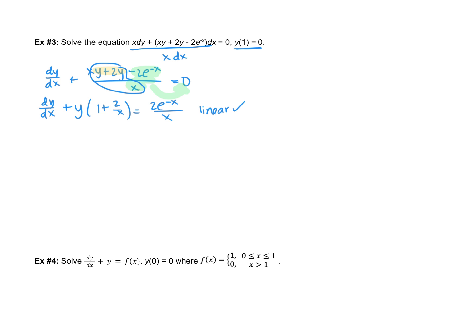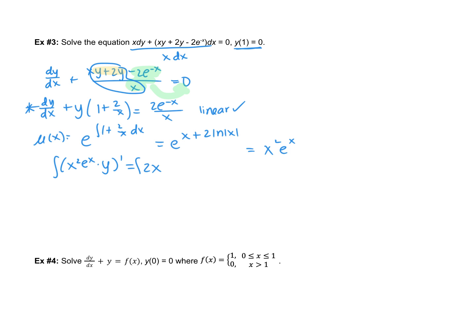Let's find our integrating factor. This is going to be e to the integral of (1 + 2/x) dx, which gives us e^(x + 2 ln x), which simplifies to x squared e^x. When we multiply the entire equation that I just starred by that integrating factor, our left side, we know, is going to be the derivative of the product x squared e^x times y. And on the right side, we're going to get 2x.